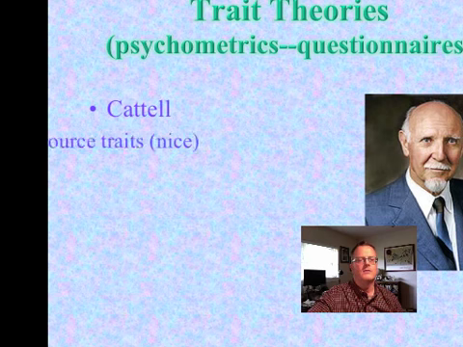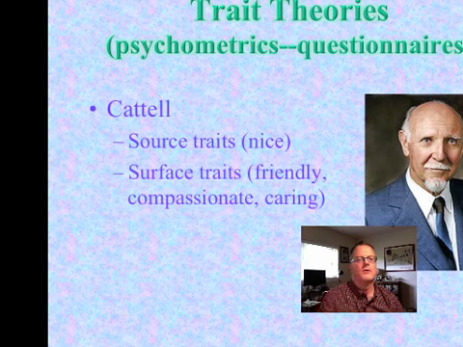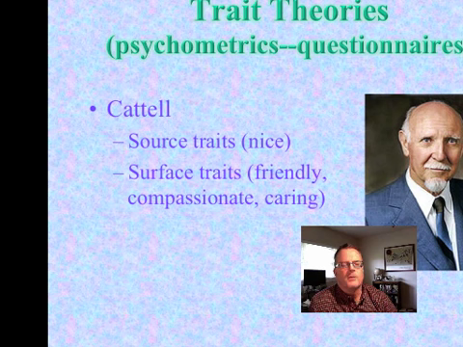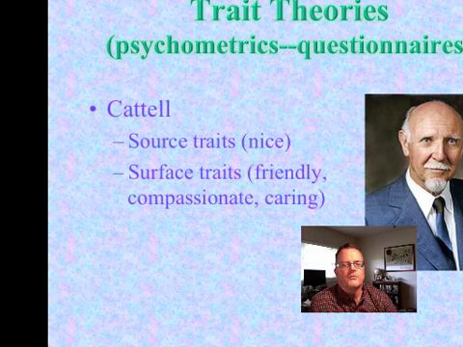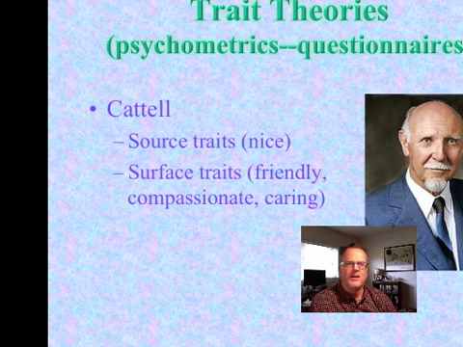And Cattell discriminated between two levels of analysis here. There are source traits and surface traits. He tested for surface traits and then was able to combine these or break them down into a common denominator, and he called that a source trait.